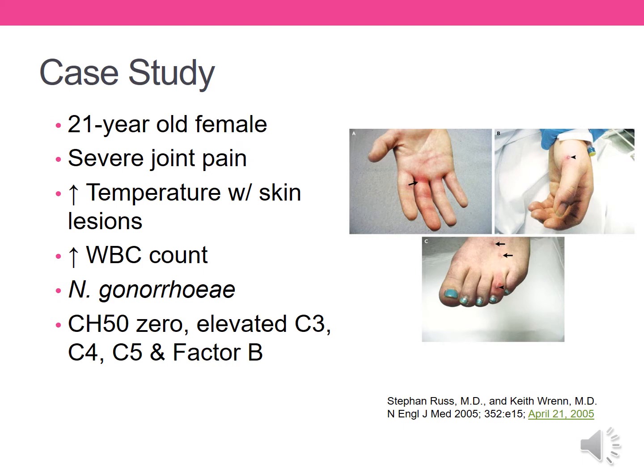So I'd first like to begin this complement series by giving you a case study. A 21-year-old female presents to the ER with severe joint pain, increased temperature, visible and notable skin lesions on her hands and feet, and an increased white blood count. They did a scraping of the pus from one of these lesions and grew Neisseria gonorrhoeae, and they did some chemistries: CH50, which was 0, and elevated C3, C4, C5, and factor B.